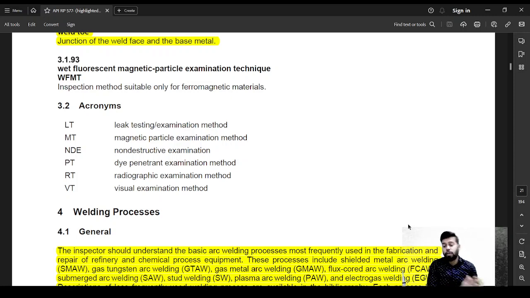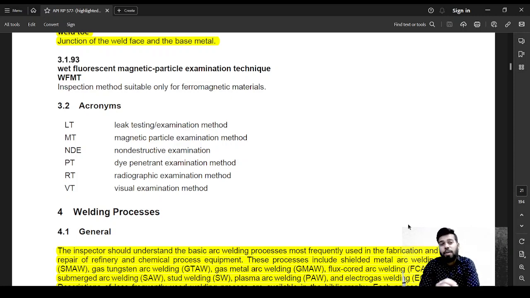Now, we were talking about API 577, so we'll start with the second video of API 577. We are going to start with section 4. Now, section 4 of API 577 talks about various kinds of welding processes.